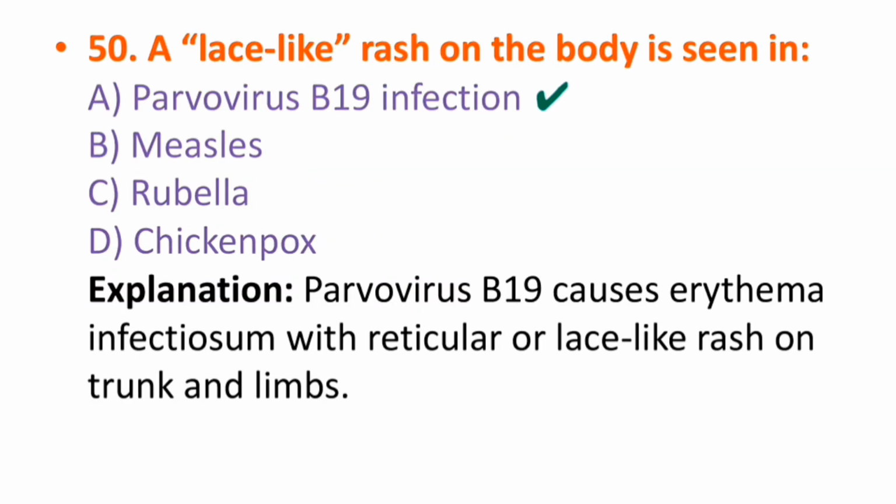A lace-like rash on the body is seen in option A parvovirus B19 infection, option B measles, option C rubella, option D chickenpox. The correct answer is option A parvovirus B19 infection. Parvovirus B19 causes erythema infectiosum with a reticular or lace-like rash.